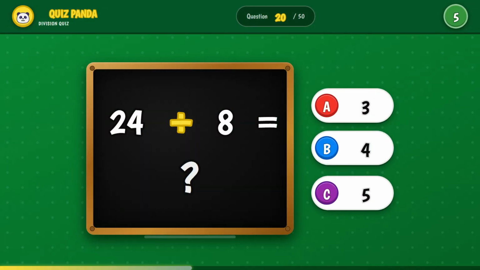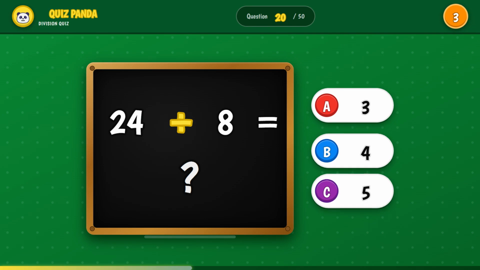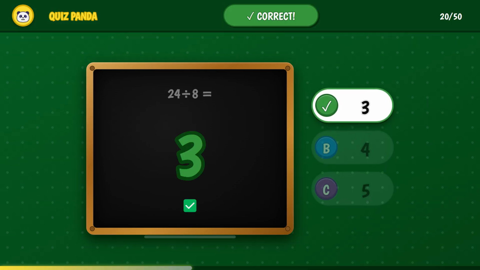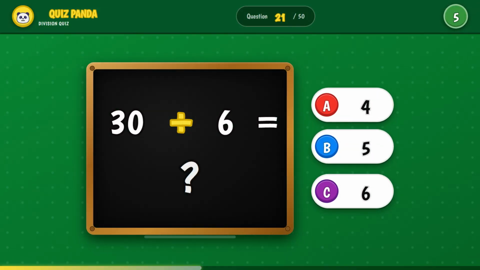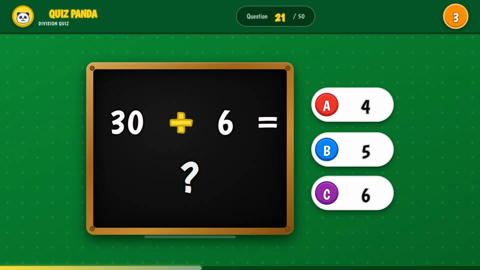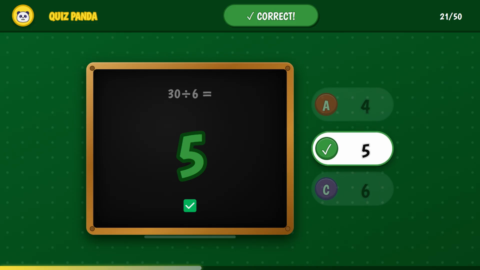Number 20. 24 divided by 8 equals? The correct answer is A, 3. Question 21. 30 divided by 6. What's the answer? The correct answer is B, 5.